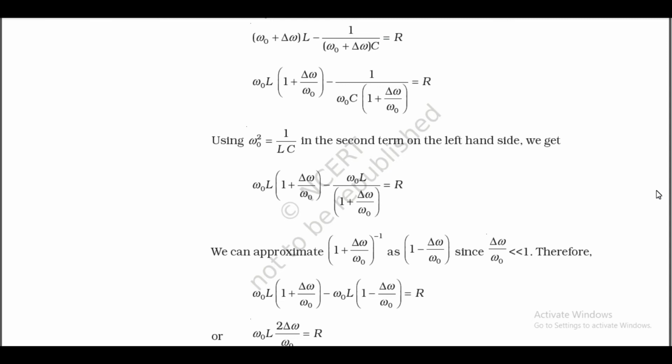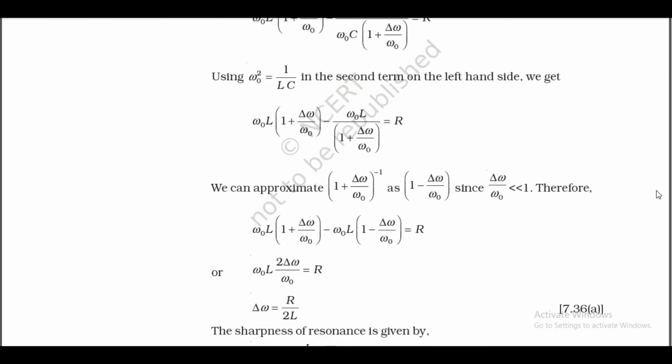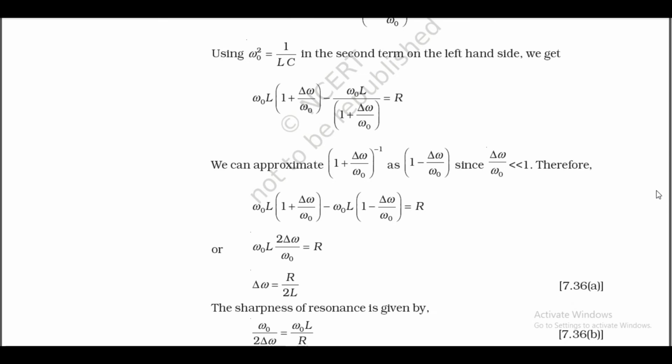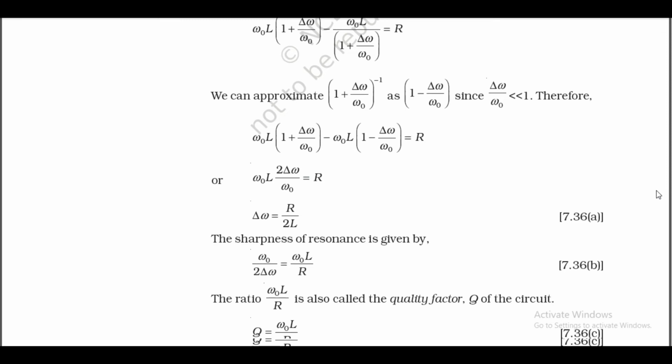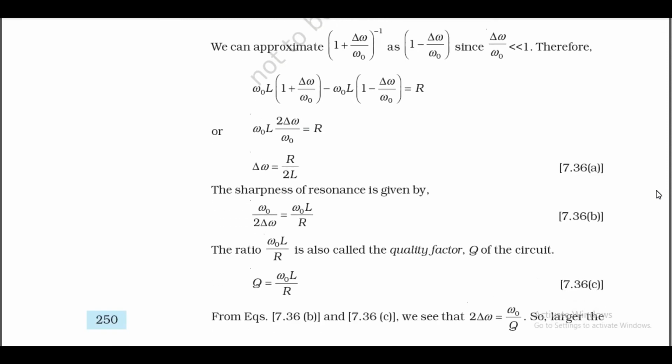We can approximate (1 plus delta omega divided by omega naught) to the power minus 1 as 1 minus delta omega divided by omega naught, since delta omega divided by omega naught is much less than 1. Therefore, omega naught L into (1 plus delta omega by omega naught) minus omega naught L into (1 minus delta omega divided by omega naught) is equal to R, or omega naught L into 2 delta omega divided by omega naught is equal to R. Delta omega is equal to R divided by 2L.